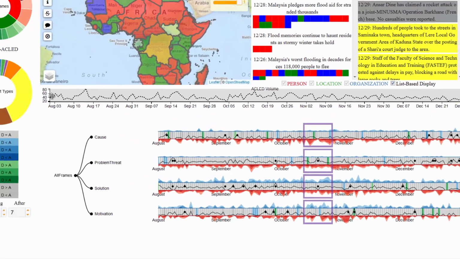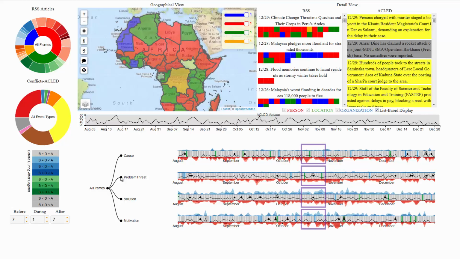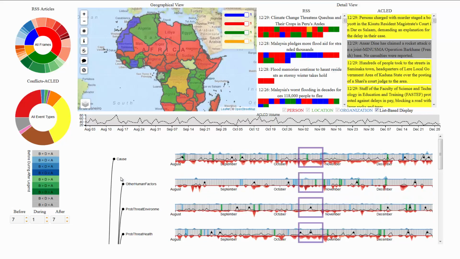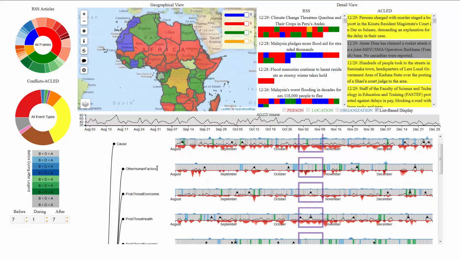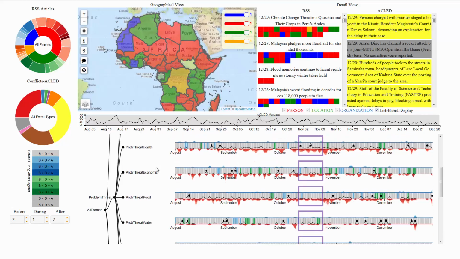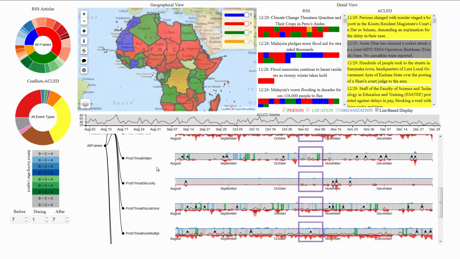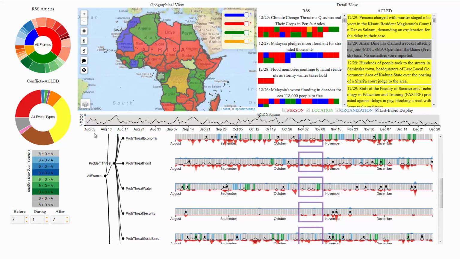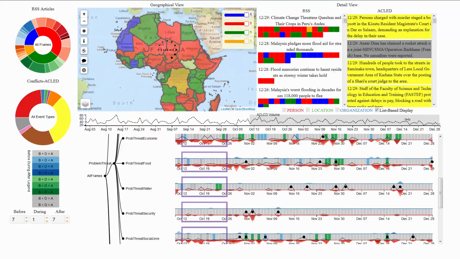Now we expand the dendrogram and explore the leaf node problem frames. There are significant interventions in many categories. We decide to focus on the food problem frame. We narrowed the time period to a smaller range covering the highlighted period. We want to explore the RSS articles talking about food and find if there are some conflicts relating to this issue.